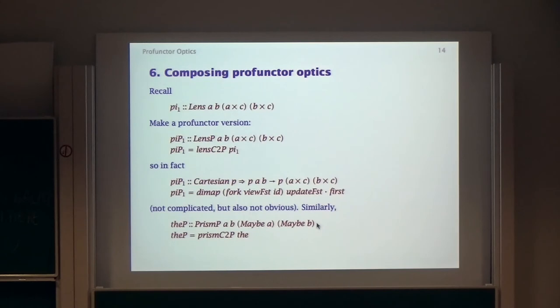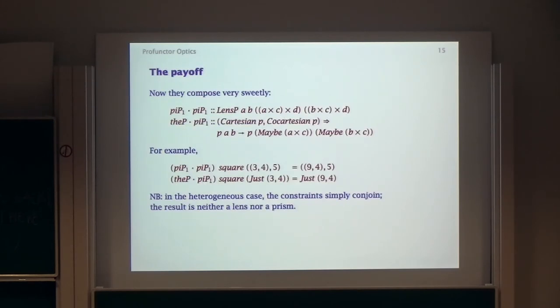Similarly, we have a concrete prism for access onto an optional value, and we can make a profunctor prism by applying the translation to that. And now these things compose so sweetly that it just blows my mind, really.